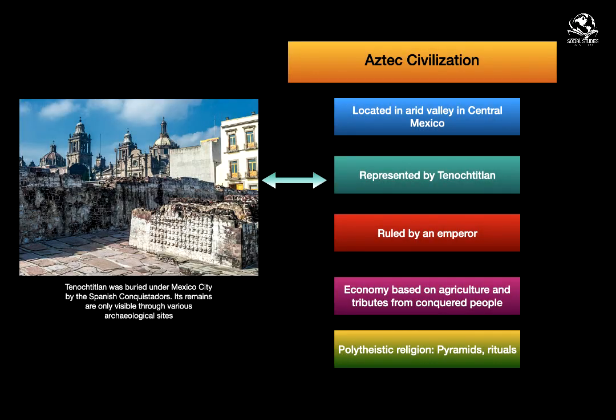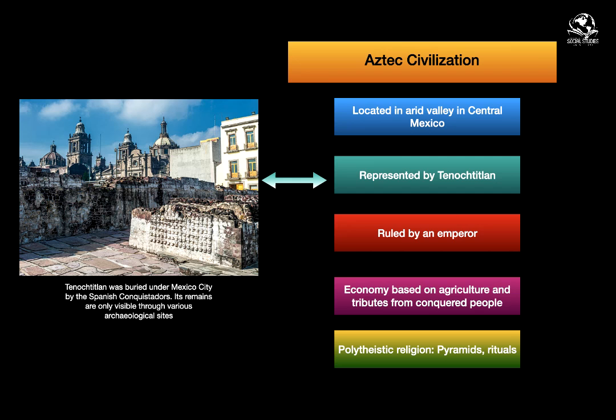So that brings us to the Aztec. The Aztec are located in the arid valley of central Mexico. Remember, arid equals dry. They're represented by Tenochtitlan. If you look to the left, that is the ruins of Tenochtitlan. You can't go visit that as a whole, meaning the city was conquered by the Spanish conquistadors, and they literally buried what was left of Tenochtitlan under what's modern-day Mexico City. So you can see some of the ruins, but it's kind of hard to find. And we'll talk more about that in a moment.